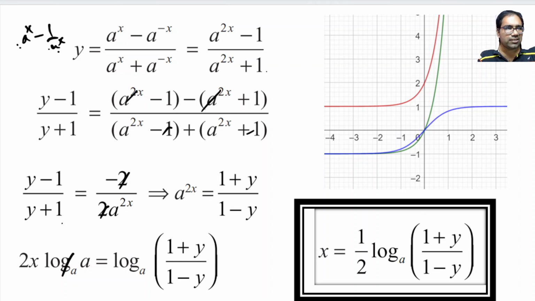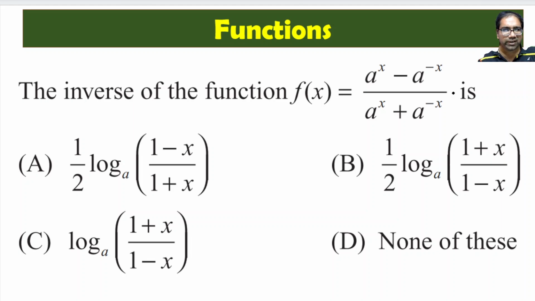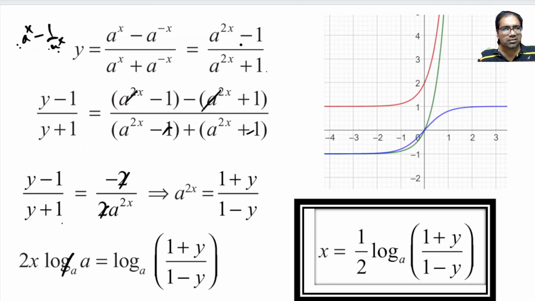So how do we calculate the inverse? We equate this to some y and then try to express x in terms of y. Now, first, for the inverse to exist, the original function should be continuously increasing or continuously decreasing. That means it has to be 1-1. Like we discussed, the numerator is always 2 less than the denominator, whatever a^2x is. Let's say a^2x is 2, then it is (2 - 1) by (2 + 1). If it is 4, (4 - 1) by (4 + 1). It is always 2 lesser than the denominator.